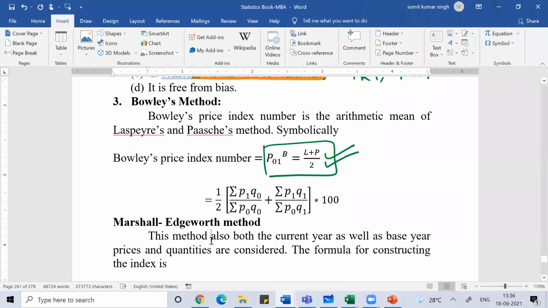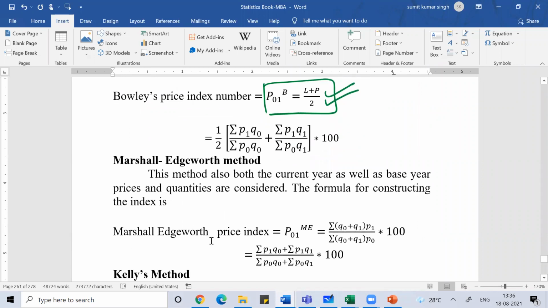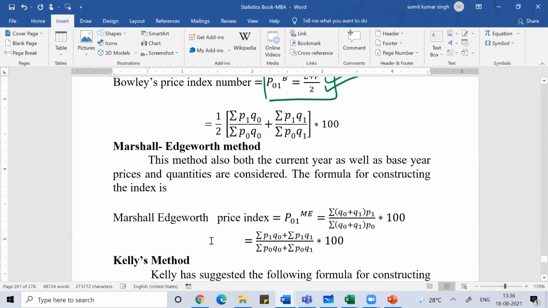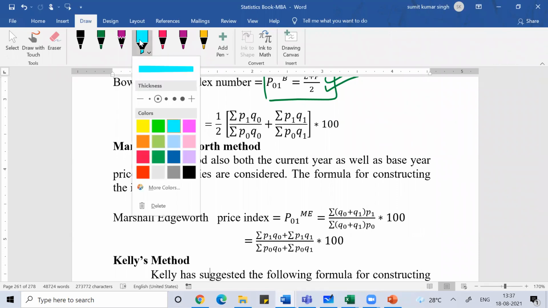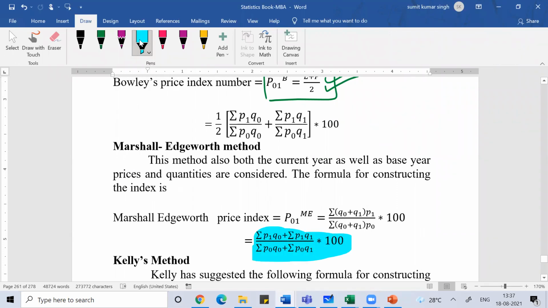Then the Marshall-Edgeworth method. If you follow the Marshall-Edgeworth method, then this is the formula. This is the into sign, okay guys? This is the into sign, don't get confused.